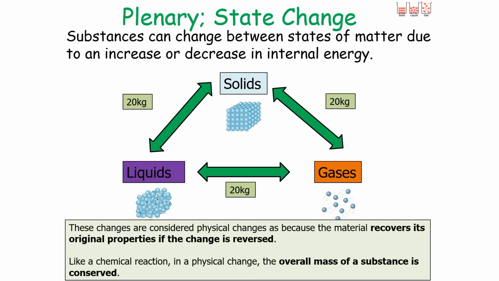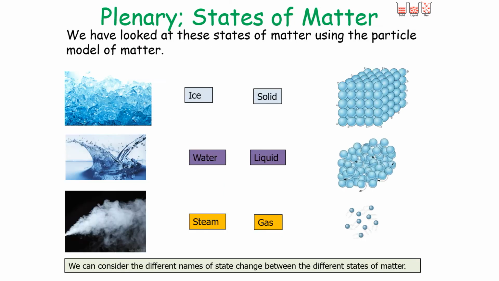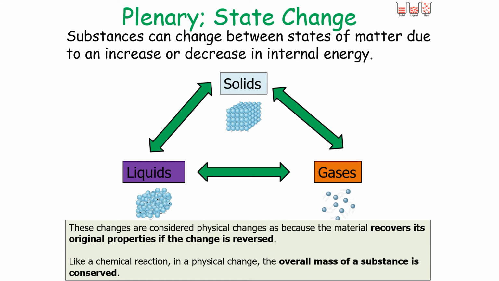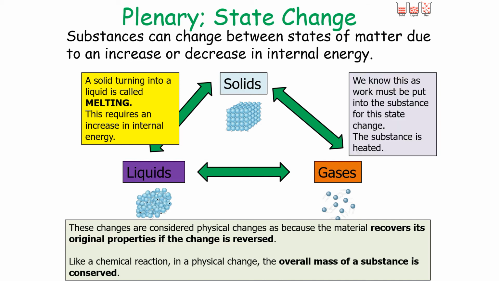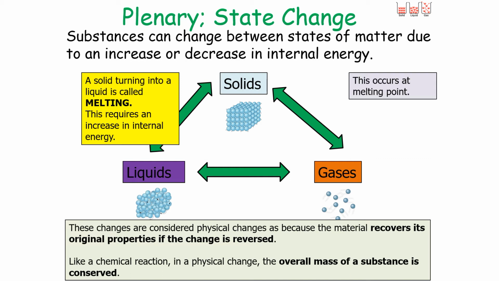The reason for this is particles cannot be destroyed, they cannot be created. Matter and mass has to be conserved at all times. As a result, if you start with 20 kilograms of particles, you will finish with 20 kilograms of particles. Now we can consider the different names of the state changes given between the different states of matter. If we consider solids, liquids and gases, a solid turning into a liquid is called melting. This requires an increase in internal energy. We know this because work has to be put into the substance for this state change as a substance is being heated. This would occur at the melting point.